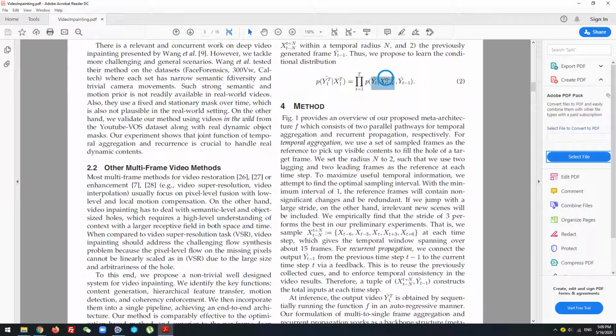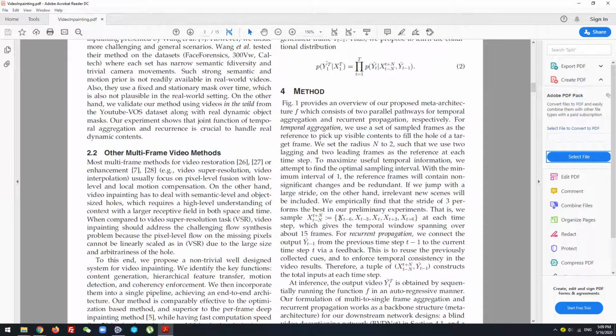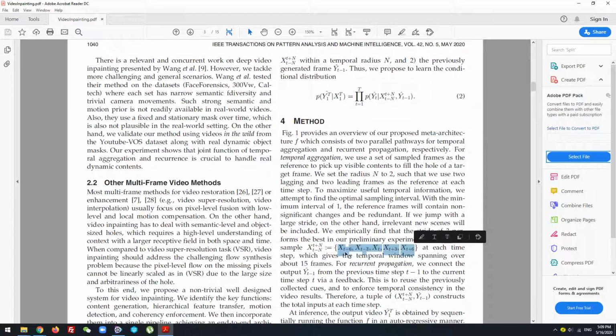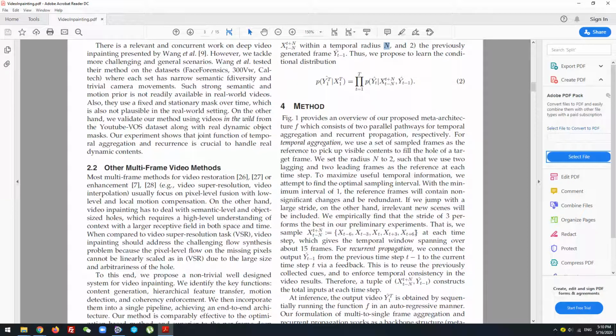When he chose the frames as input from the video, he had to define the number n. The author chose n as 2, so it will use 5 frames: t, t minus n, t minus 2n, t plus n, and t plus 2n. If the author chose n as 3, he would use 2 more frames from the video, but it would cause a lot more calculations.